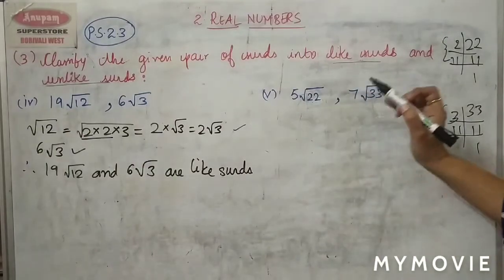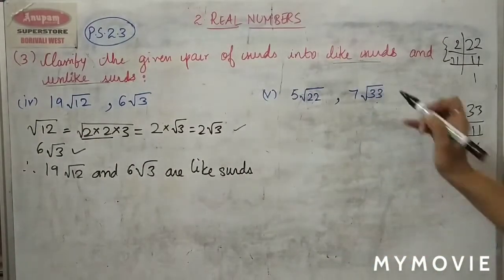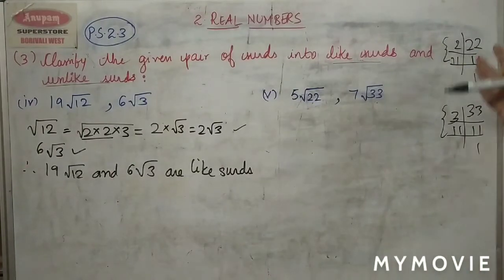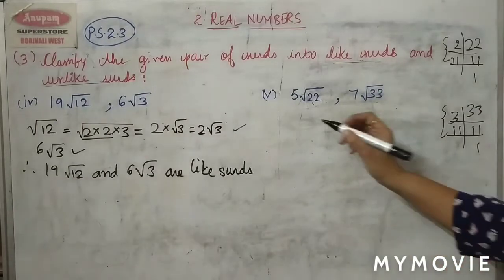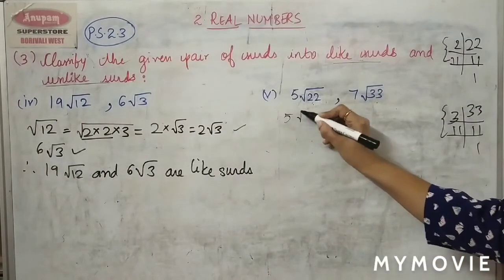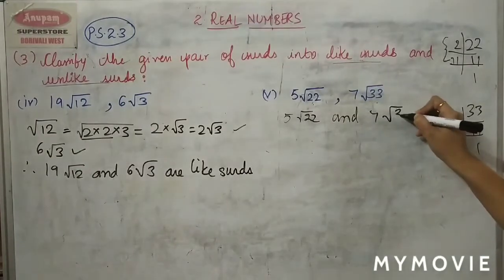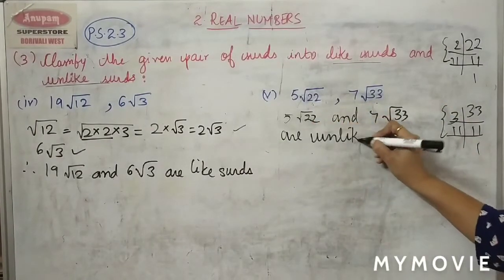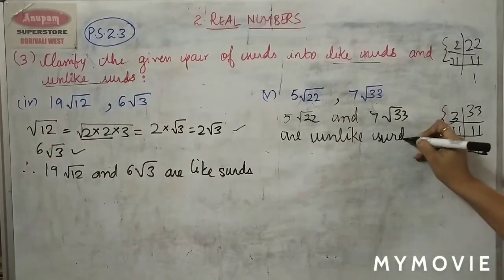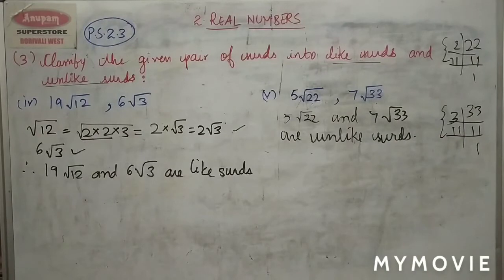And therefore, we will compare the orders. Orders will remain the same. Whereas 22 and 33, we cannot solve in this, right? So 22 and 33 will remain as it is, and therefore we'll say 5 root of 22 and 7 root of 33 are unlike surds, because we cannot reduce them and find out any answer. And if I compare 22 and 33, they are totally different numbers, and therefore they are unlike surds.